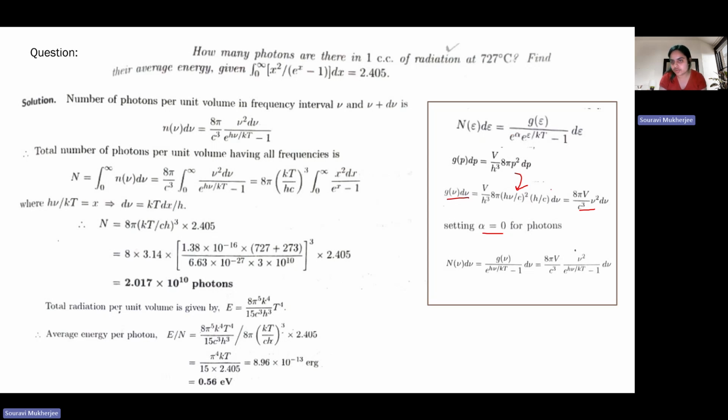So what do you get? Now alpha is set to 0, so e to the power alpha becomes 1. And e to the power epsilon by kT minus 1 can be written as e to the power h nu by kT minus 1. And g(nu) d nu is nothing but this value here. It's like the density of states where your frequency varies from nu to nu plus d nu. Okay, so if you include that here, this gives you the number of photons per unit volume in this frequency range. So that's how, in this physical world, these distributions become useful.